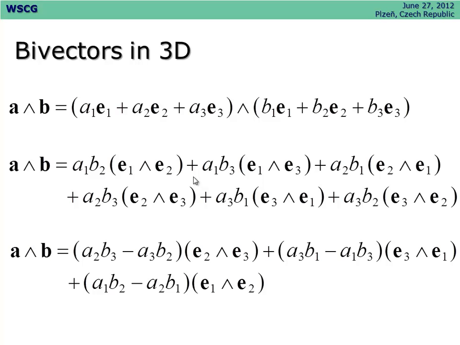Whenever we reverse the direction, it's just the negative. So E1 wedge E2 is just negative E2 wedge E1. So we can take the coefficient from that one and the coefficient from that one and combine them. But of course, we're going to negate this one because we're going to flip the order of these two basis vectors. And when you do that and collect terms, you get the bottom line. Three terms. So we have an E2 wedge E3, E3 wedge E1, E1 wedge E2. And they have these scalar coefficients derived from the original coefficients of our vectors A and B.